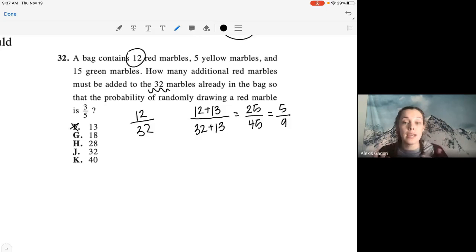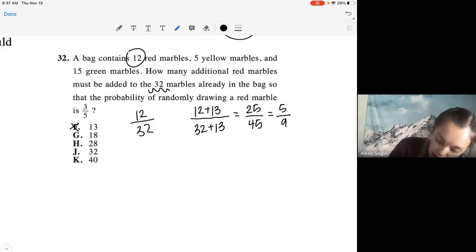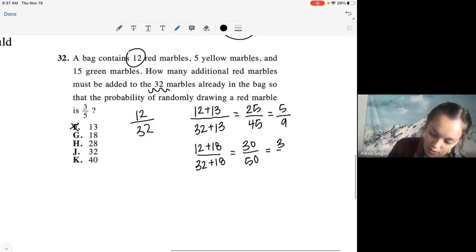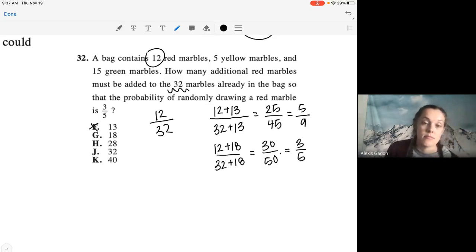So then we could try 18 marbles. So say we had 18, so we could do 12 plus 18 over 32 plus 18. 12 plus 18 is 30, 32 plus 18 is 50, which reduces to 3/5, which is exactly what we wanted. So the answer here would be 18 marbles.